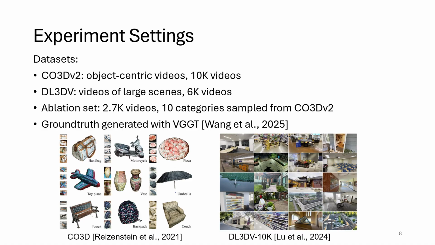For data, we train the probe on Co3D V2, which is a data set of 10K object-centric videos. And we also have experiments on DL3DV, which consists of 6,000 large scene videos. We also created a 2,700 ablation set for sweeping experiments. The ground truth is generated with VGGT given its accuracy.